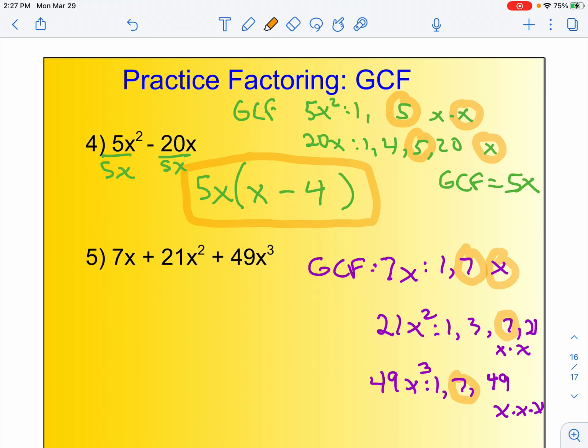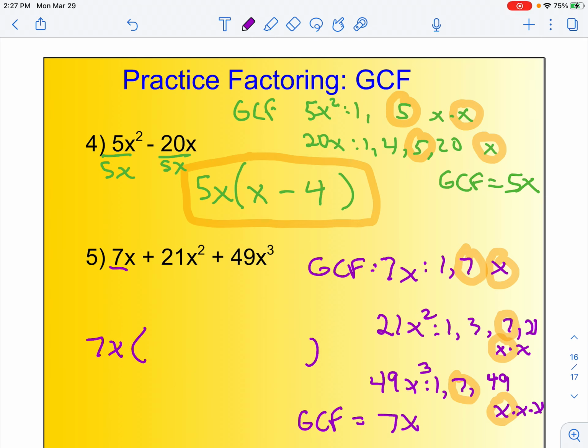But then we also have 1x here. We have 2 here, but only 1 in common. And we have 3 in the bottom one, but only 1 in common. So our GCF of this trinomial is 7x. So remember, the 7x goes on the outside of the parenthesis, or the GCF.